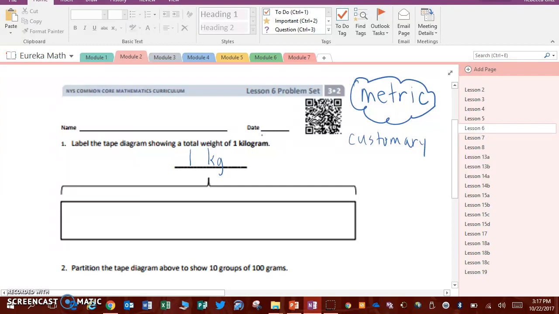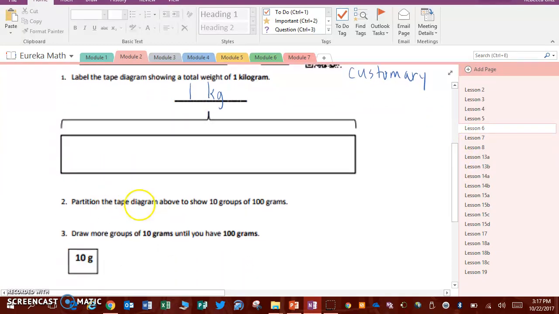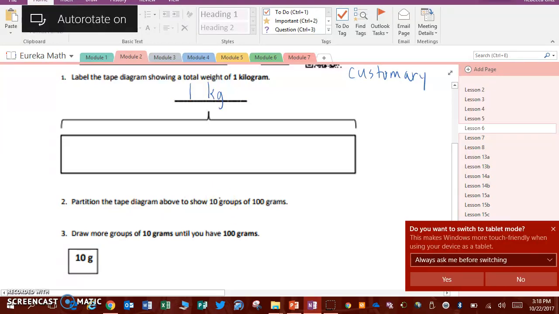Okay? Now, we're going to go to number 2, which says partition the tape diagram above to show 10 groups of 100 grams. So the metric system is really nice because it's broken into groups of 10. You take 10 small units, put them together, they make a bigger unit. The customary system that we use, for example, ounces and pounds, it takes 16 ounces to make 1 pound. And when you're multiplying more than 1 pound, you've got to add or multiply by 16, and that's not very friendly. But tens are.